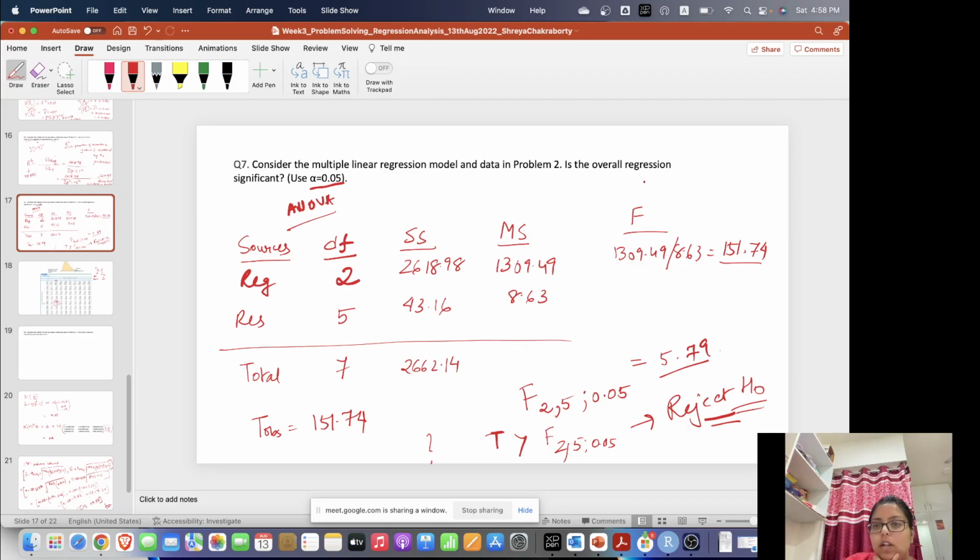So is the overall regression significant? The answer is yes. Why? Because we were testing beta 1 and beta 2 equal to 0, but we are rejecting. So at least one of the betas is not equal to 0. We are rejecting that they have no significance, and consequently we are leaning towards H1. So if the question is whether the overall regression is significant, we would say that yes, it is significant. Okay.